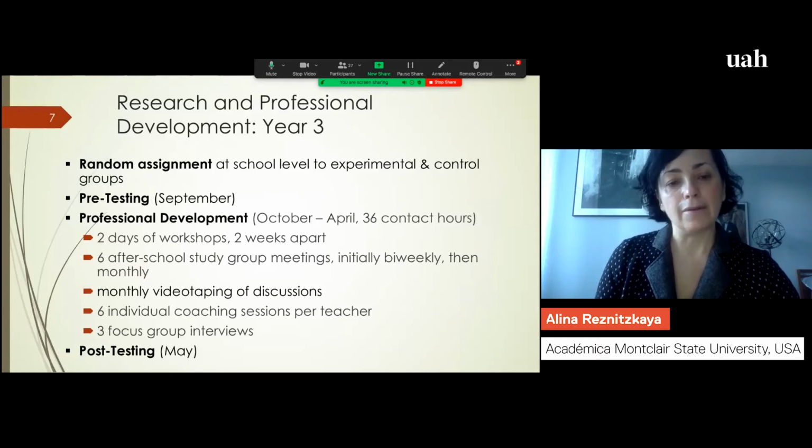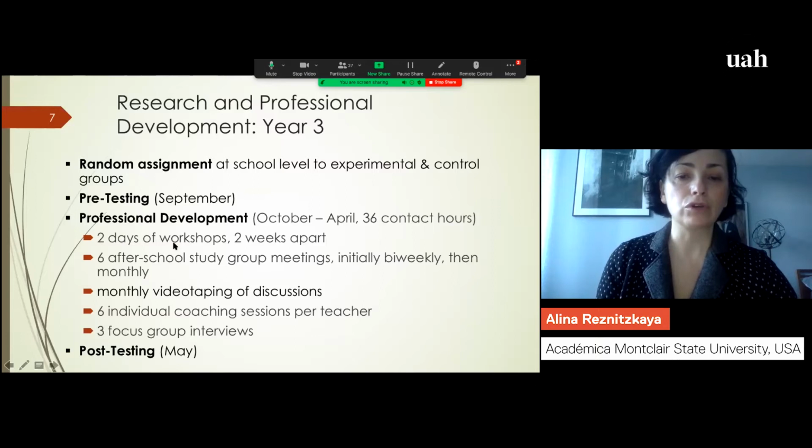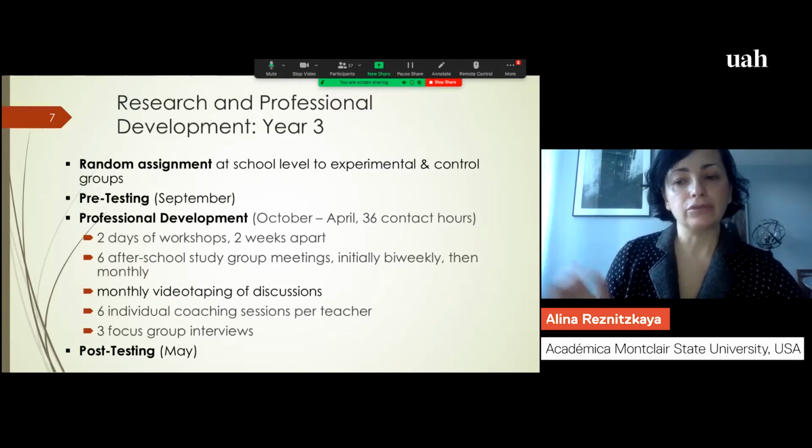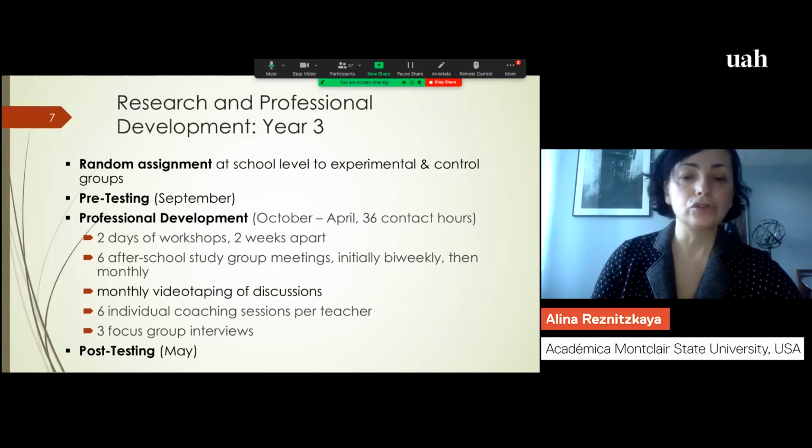During this program, we had 2 days of workshops where we introduced the program to teachers. After that, we met with teachers bi-weekly, and then we reduced this involvement. At the end of the program, we only met once a month for this after-school study group meetings, where we practiced facilitation, discussed challenges that teachers encountered in their classrooms, and introduced new concepts. And we also videotaped teacher discussions every month.